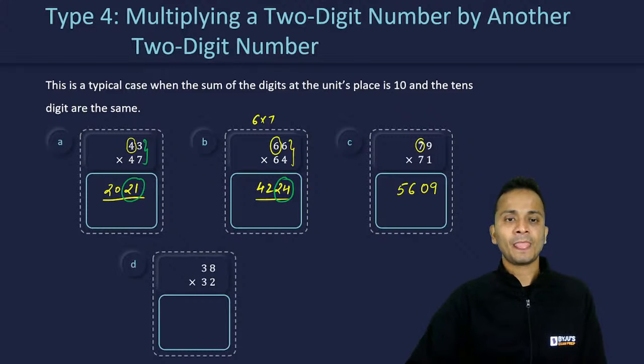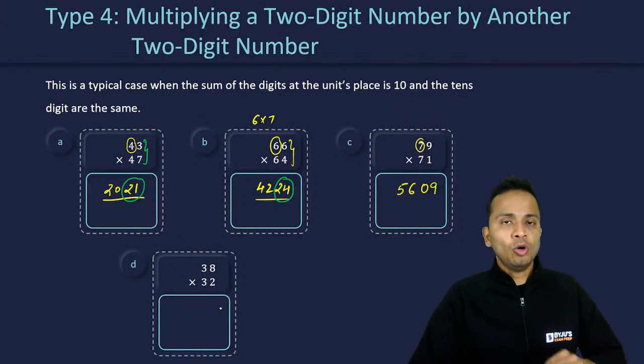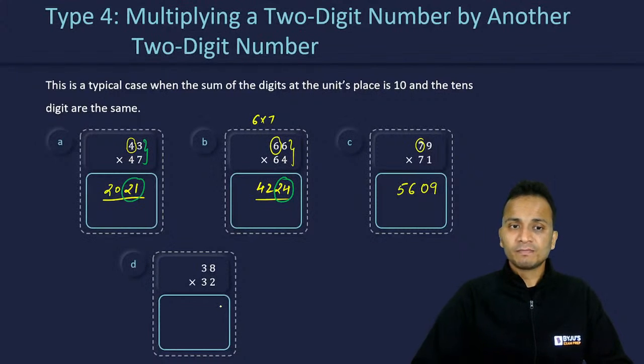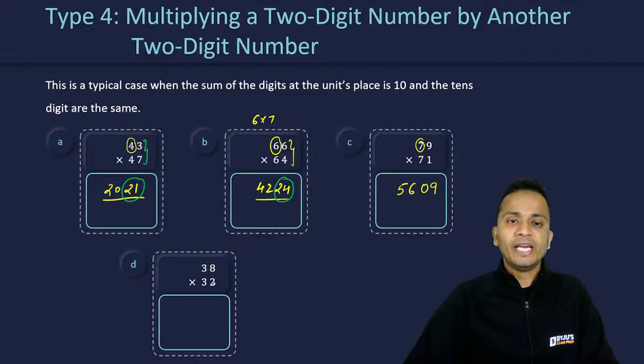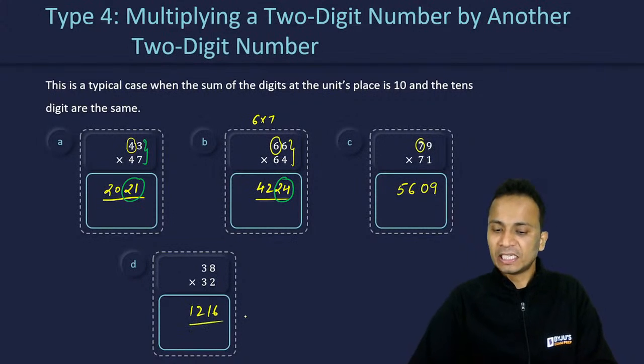Let's see. Next question, 38 into 32. Quickly give me an answer. Don't even take 2 seconds. You need to write the answer in less than 2 seconds. So 8 into 2 is 16, and 3 into 4 is 12. So 1216 is the answer.